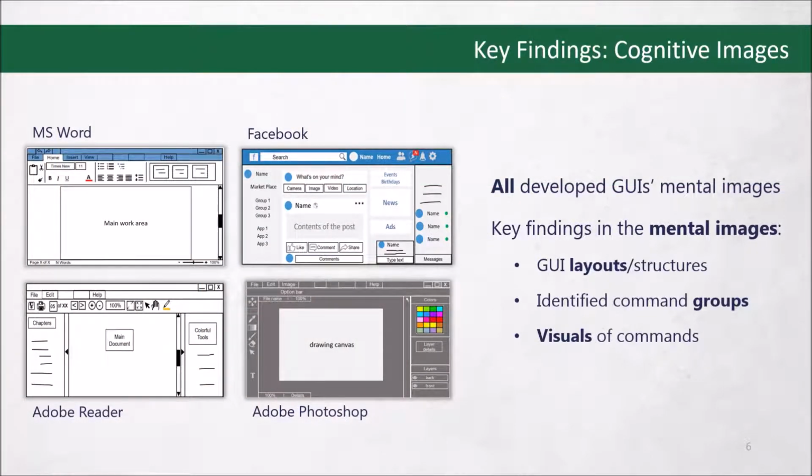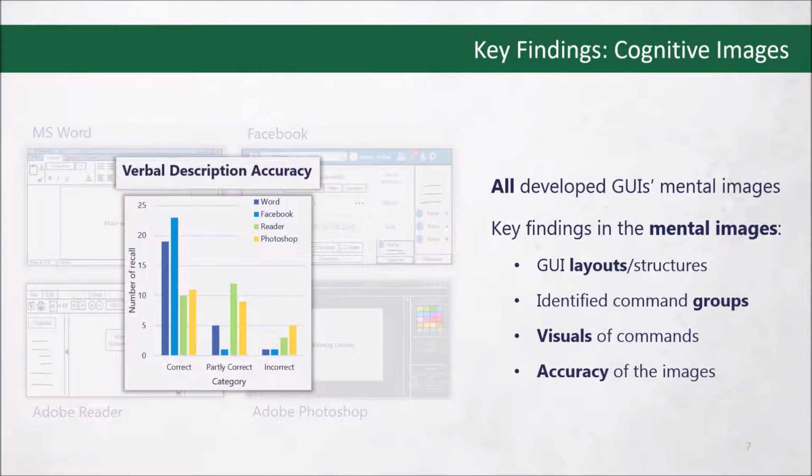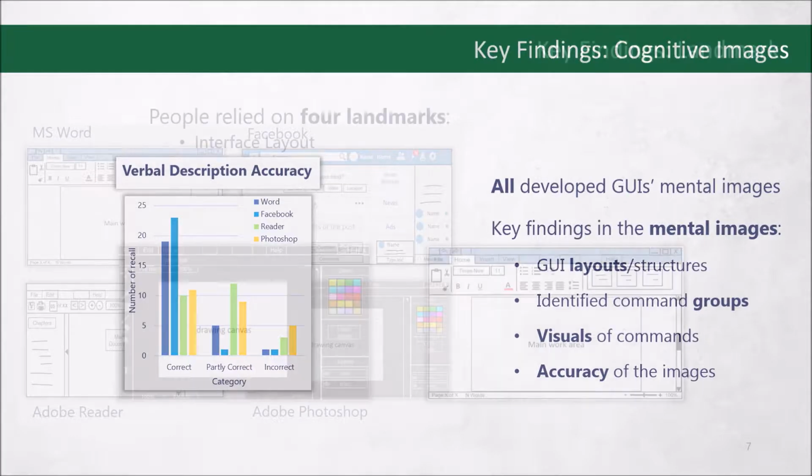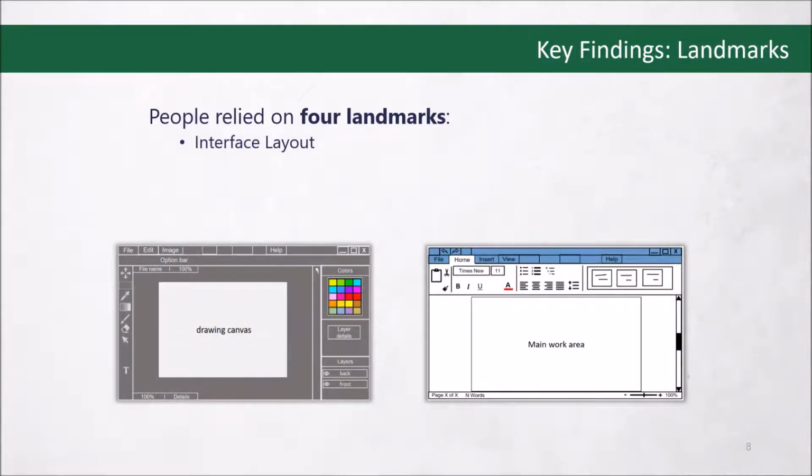First, we found all participants developed cognitive images of the interfaces they frequently use. We observed that all participants recognized the general structures of the interfaces that arranged all commands in several groups. In addition, all participants described the visual appearance of commands. We calculated the accuracy of the cognitive images. Overall, locations in Facebook and Word interfaces were more accurate, at least 76%, than the Reader and Photoshop, which were less than 44% accurate. We identified 4 landmark types that people heavily used while recalling commands locations.